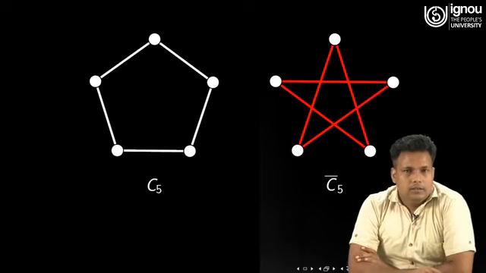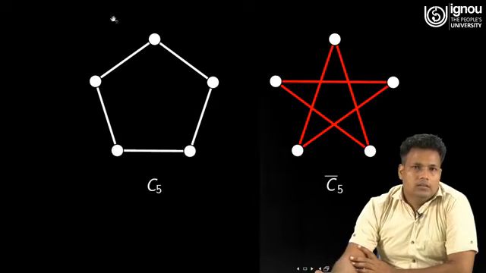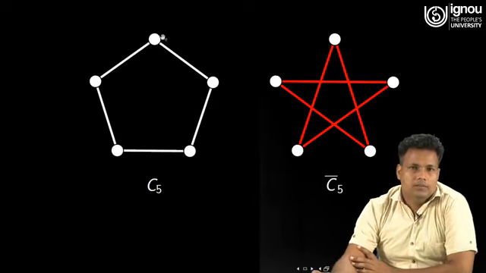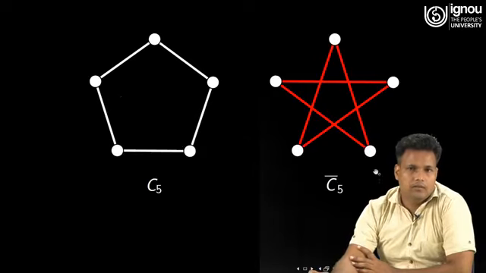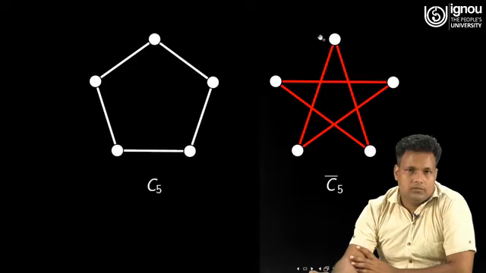Likewise, just consider the cycle C5. Its complement is this one. All the missing edges are present here, C5 bar, and if you just transform it, you will get a C5. And in fact, finding an isomorphism is also not difficult here.